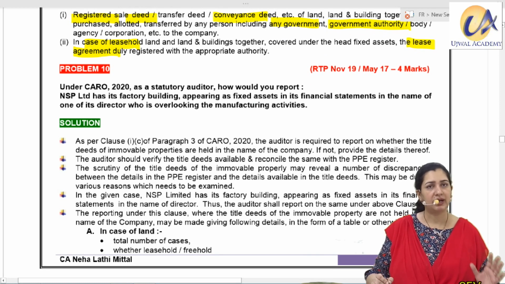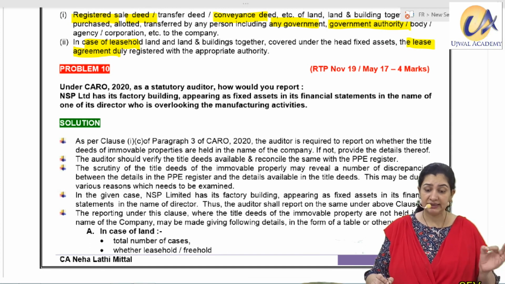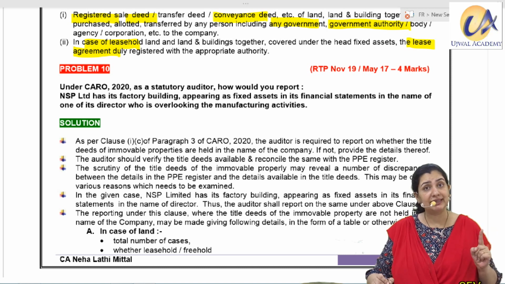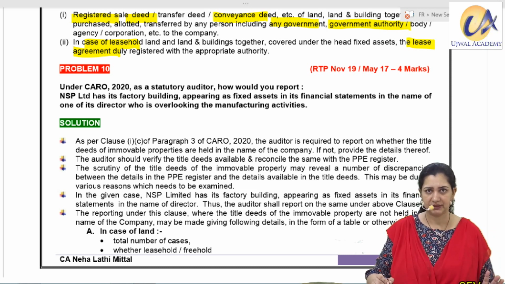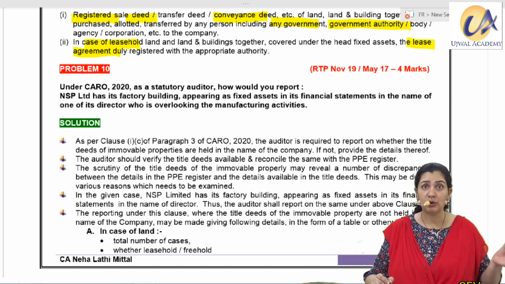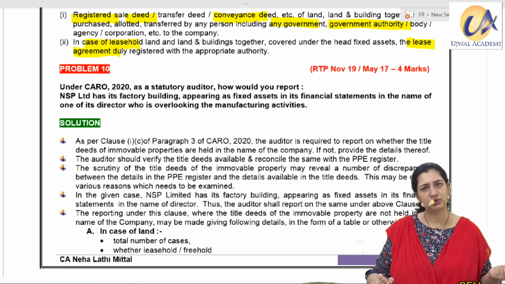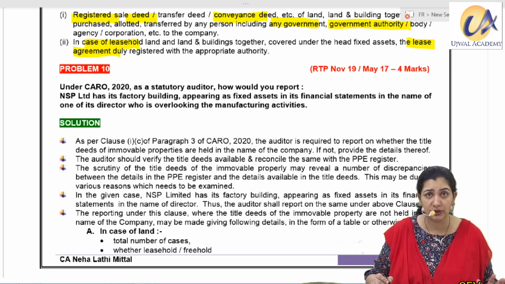How would you report under Caro 2020? NSP Limited has its factory building appearing in their fixed assets in the FS in the name of one of the directors who is overlooking the manufacturing activities. So under Caro, we are talking about a building, right? The factory building is in the name of a director. So exactly, in PPE we had got this point.